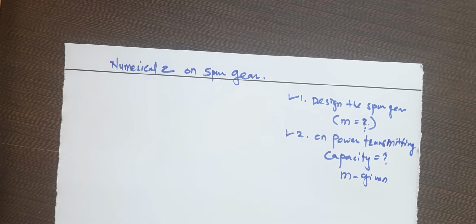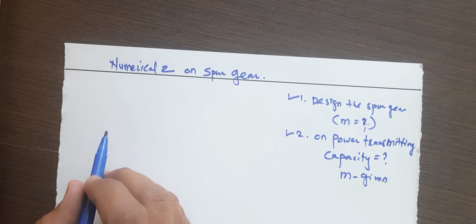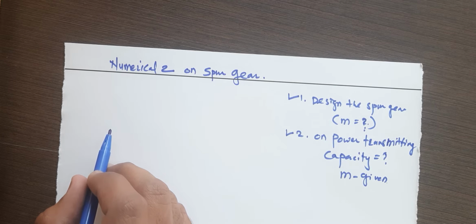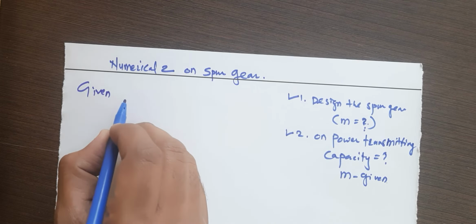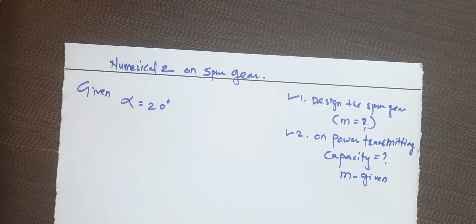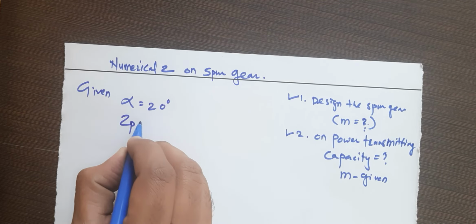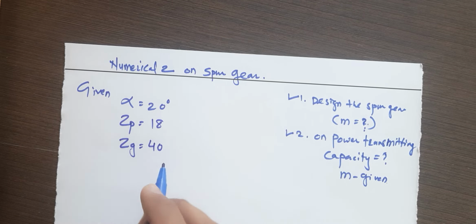So I read the question, and you just write down the given data. A spur gear pair with 20-degree full depth involute system. Here the pressure angle is given as 20 degree. It consists of an 18 teeth pinion with a 40 teeth gear. So the number of teeth on pinion is 18 and the number of teeth on gear is 40.